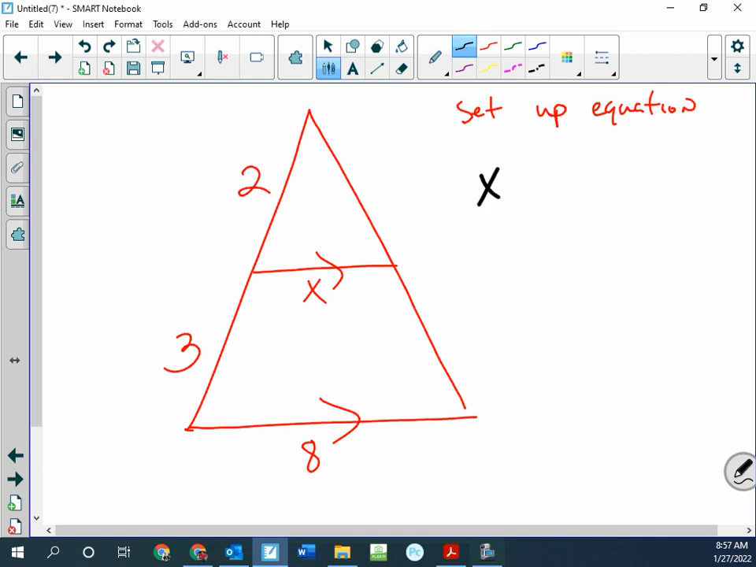What is x? What could x match up with? 8 or 2. It can match up with 8 or 2. It goes with 8 because that's the bottom of the triangle, or it goes with 2 because they're on the same triangle. So you have two options. So we could do x over 8, or we could do x over 2.